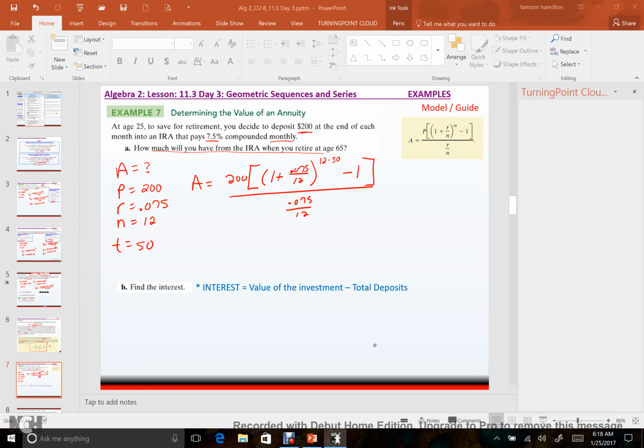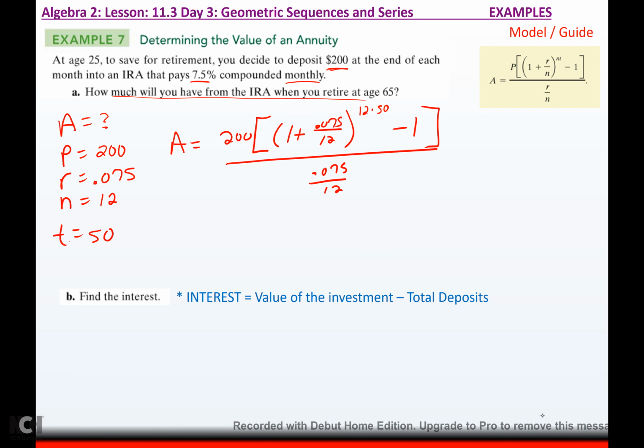1312887.645. Okay, so the amount will be 1312887.645, which I would round, if you're talking money, to 65 cents. Okay, so B says find the interest.